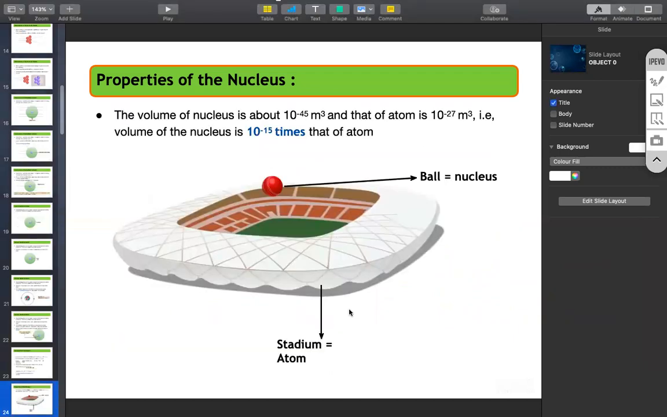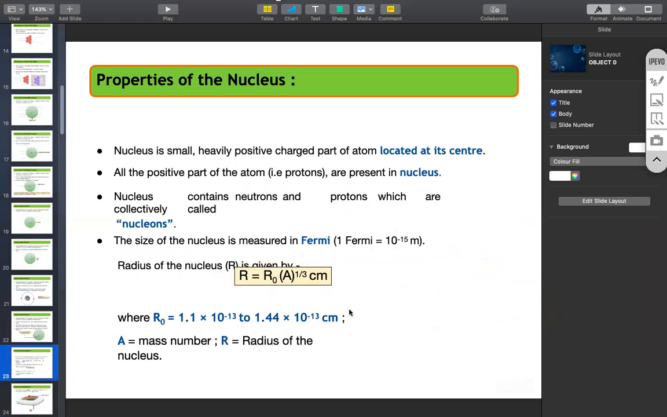So this I already explained to you. Can you go back one second? Fast, right, fast. Done. R is equal to R naught A to the power 1 by 3 centimeter.